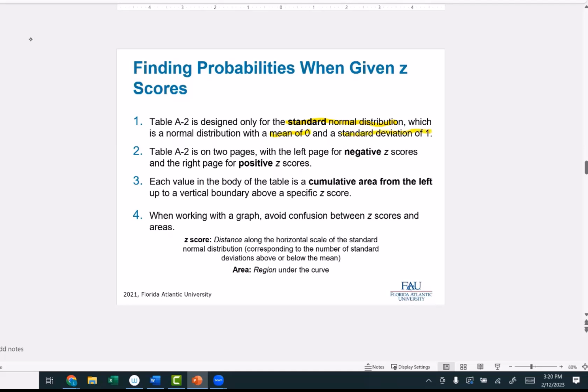There's going to be 2 pages to the table, one for the negative scores and one for positive z-scores. Each value in the body of the table is the cumulative area from the left to the vertical boundary above a specific z-score. And when working with a graph, avoid confusion between z-scores and areas. Z-score is the distance along the horizontal scale of the standard normal distribution, which corresponds to the number of standard deviations above or below the mean. And then the area is the region under the curve, which is our probability.